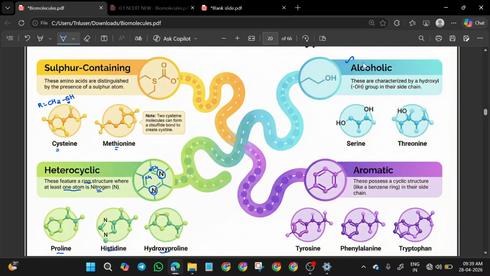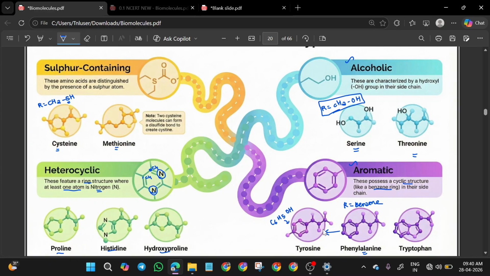Then alcoholic. We just saw this: serine, that is R group CH2OH. This you must mainly remember, because it is in NCERT. Okay, then threonine, that you will study, that is also alcoholic. Then aromatic: these possess a cyclic structure like a benzene ring. Tyrosine, phenylalanine, tryptophan. If the R group has a benzene ring, that is phenylalanine. If we hydroxylate phenylalanine, we will obtain tyrosine, that is C6H5OH. The structure will be like this.